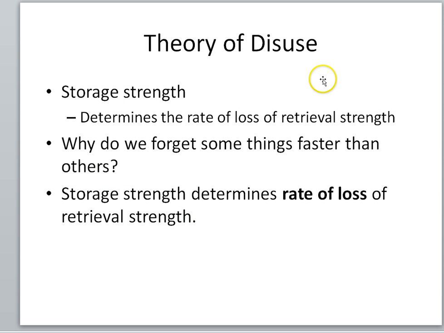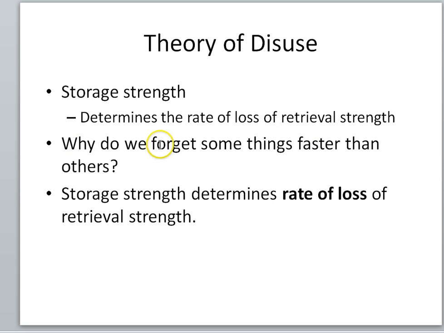Now, here's Bjork's sort of interesting contribution to the discussions of learning and memory. So we'll call this his theory of disuse. So take storage strength. Now, storage strength, remember, is this idea of how well stored, how well consolidated is the information. And he's going to argue that it is storage strength which determines the rate of loss of retrieval strength.